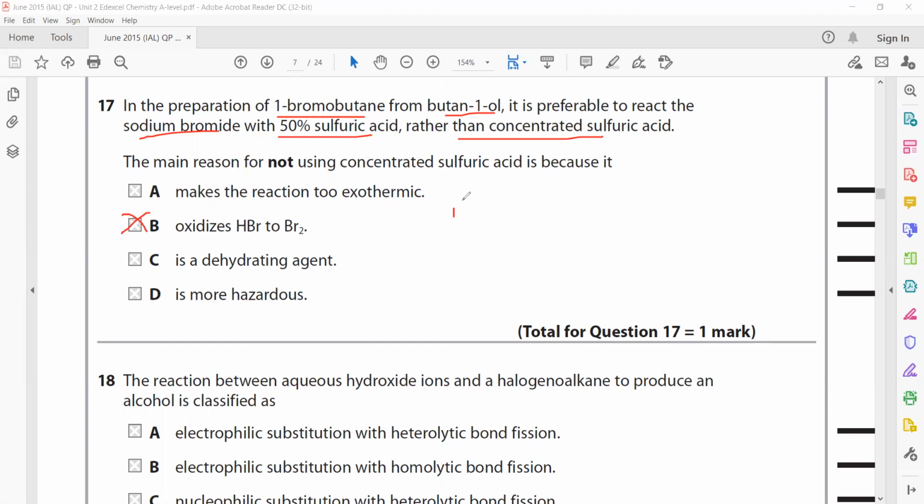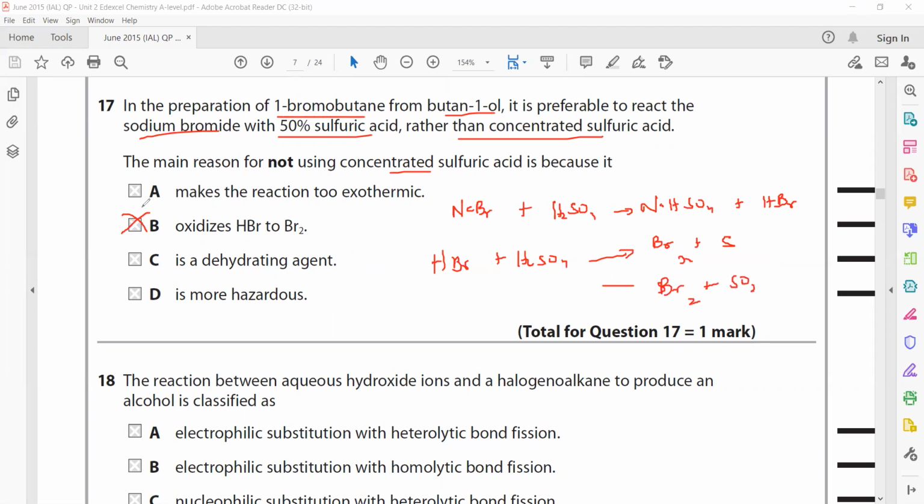because first, when NaBr reacts with H2SO4, this will produce sodium hydrogen sulfate plus hydrogen bromide. And this HBr, if we have concentrated sulfuric acid, will further react with sulfuric acid and produce a bromine molecule and products of sulfur of lower oxidation state, such as sulfur dioxide or sulfur. So it oxidizes HBr to bromine. That's why we are not using concentrated sulfuric acid.